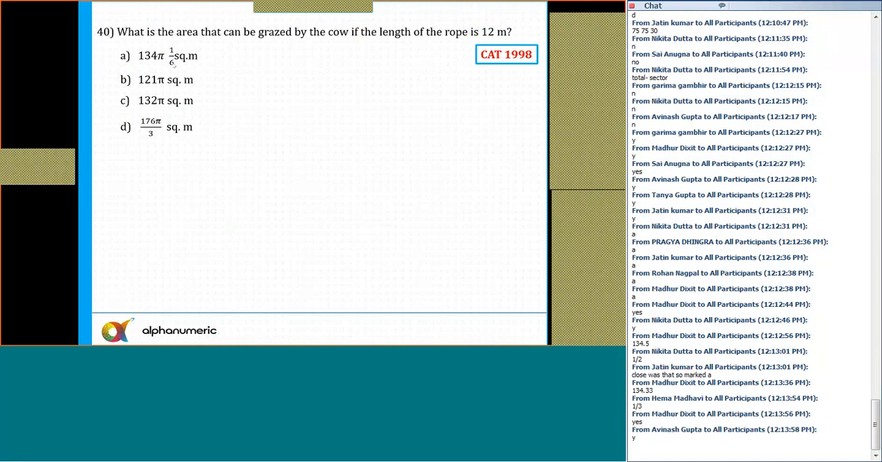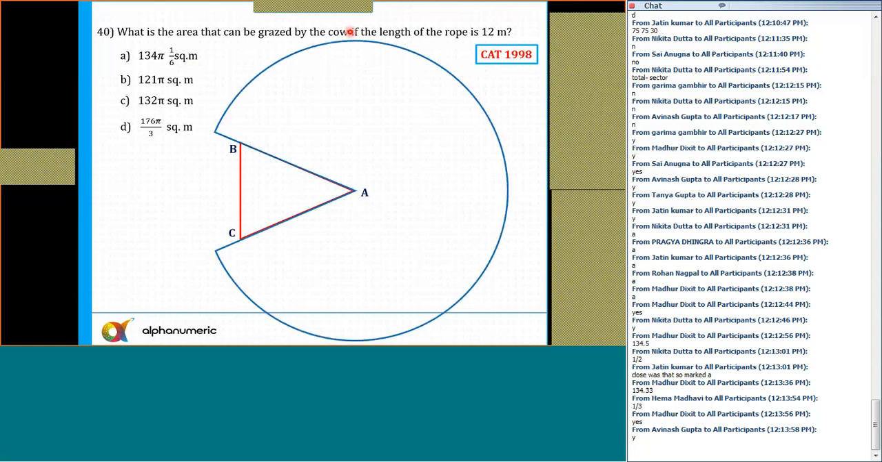Okay, we'll see. Now, let's see here. Accordingly, I'll change the text. Now, what is the area that can be grazed by the cow if the length of the rope is 12? Now, tell me. Remember, the total length is equal to 12. So, the common mistake which people commit, I'll discuss here.